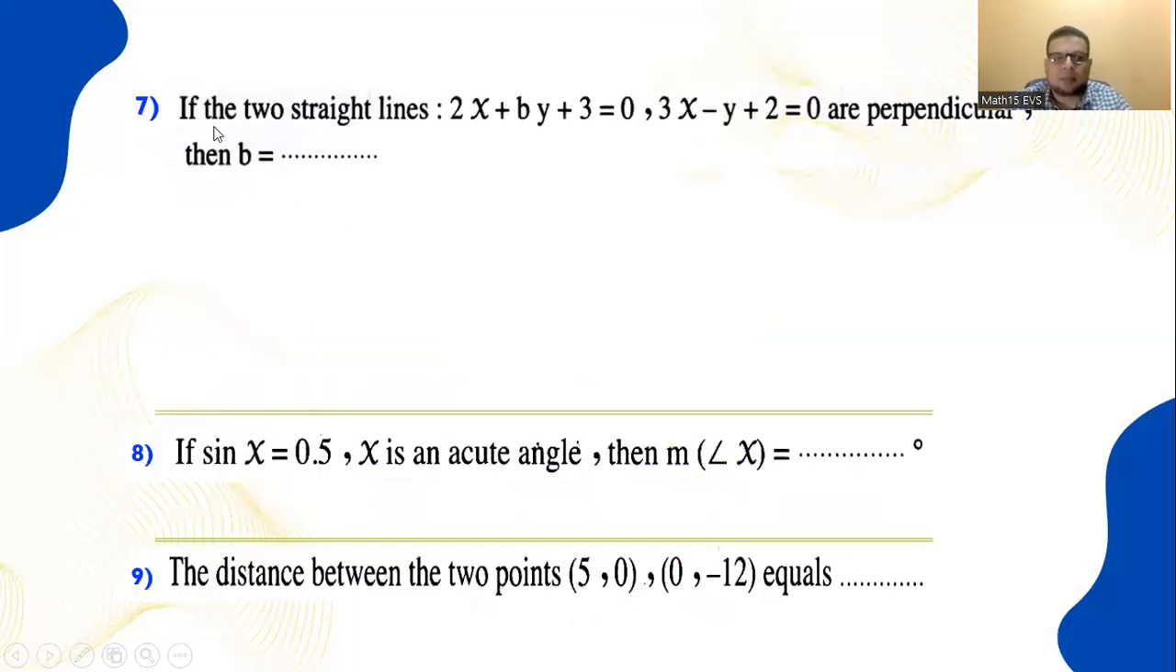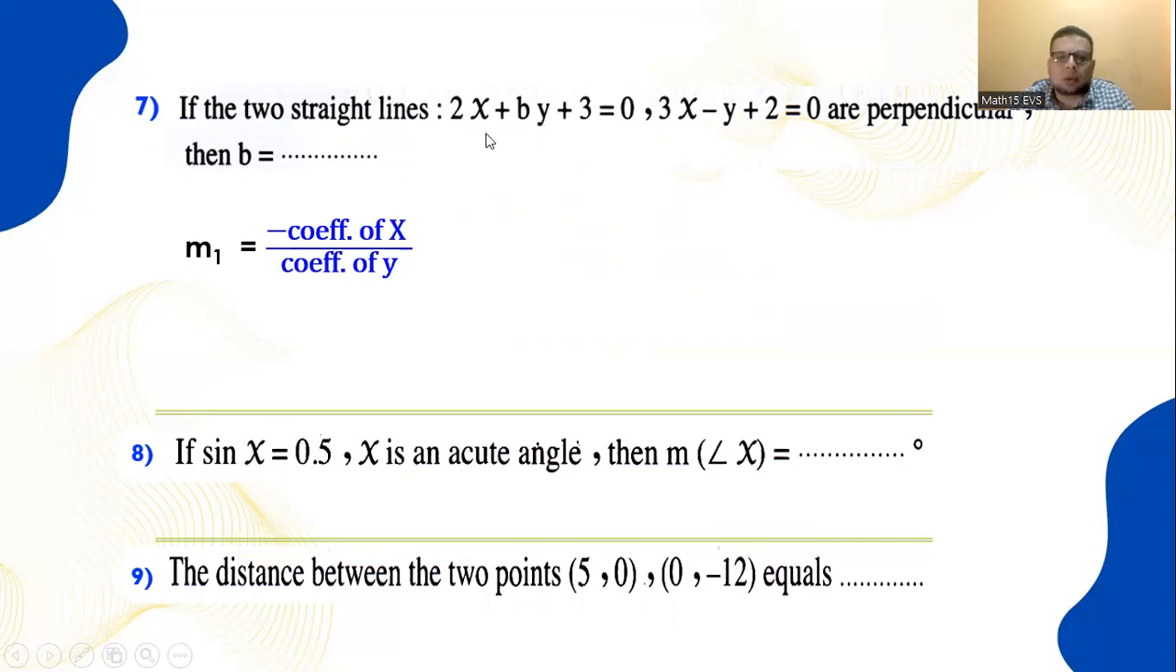Question number 7. If the two straight lines 2x + by + c = 0 and 3x - y + 2 = 0 are perpendicular, then b equals what? You remember that when two straight lines are perpendicular, the product of the slopes M1 and M2 is equal to -1.